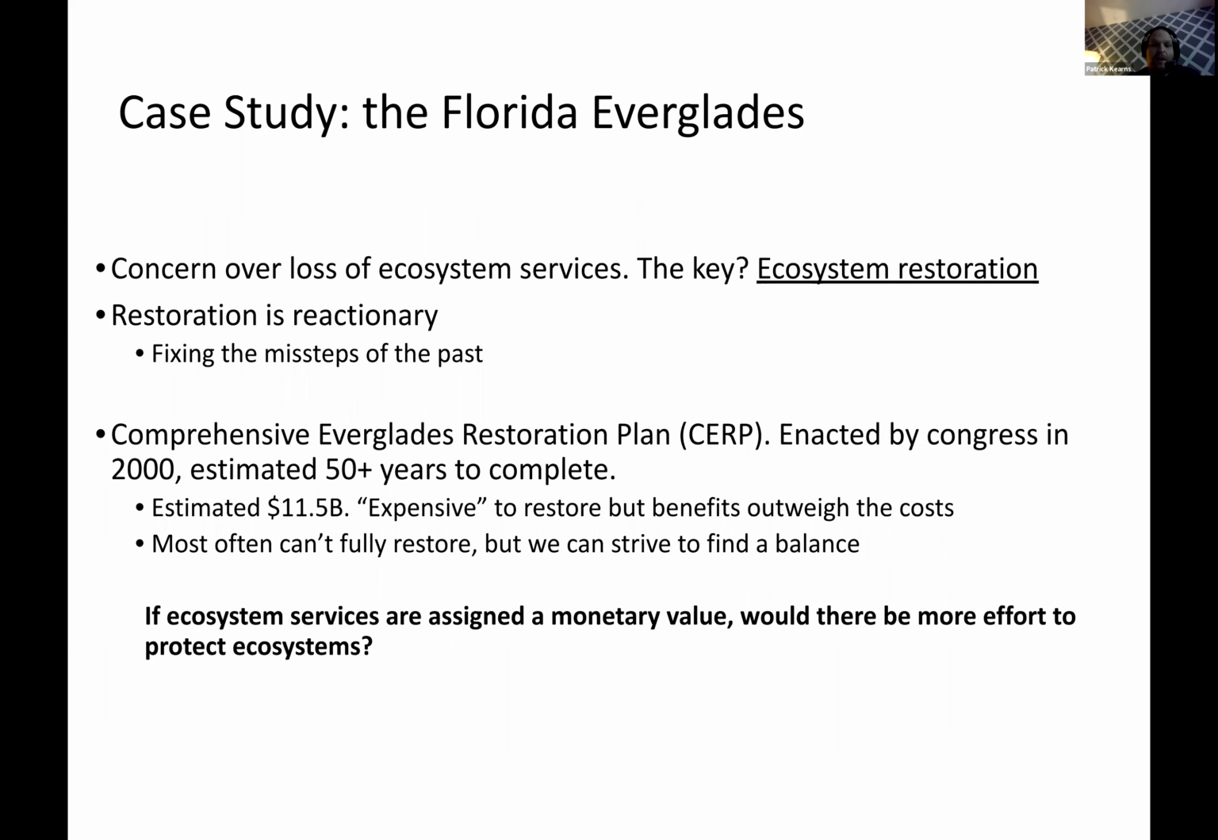not letting them get degraded. And so in the 2000s, Congress enacted CERP, or the Comprehensive Everglades Restoration Plan, that they estimated would take about 50 years to complete. It's doing pretty good now. What they did is they estimated that this project would cost about $11.5 billion.